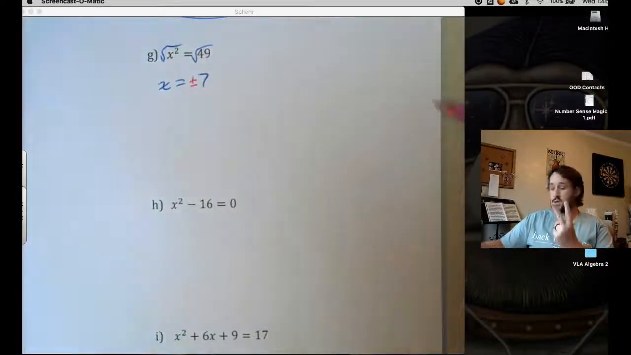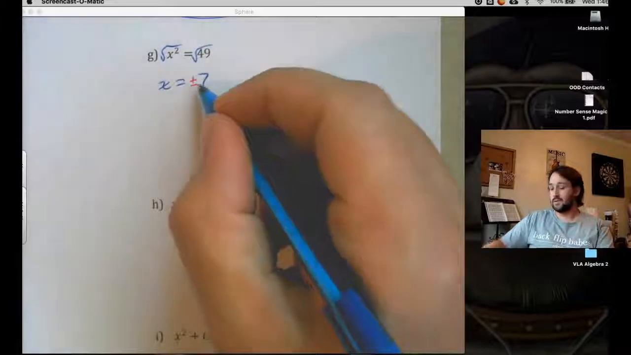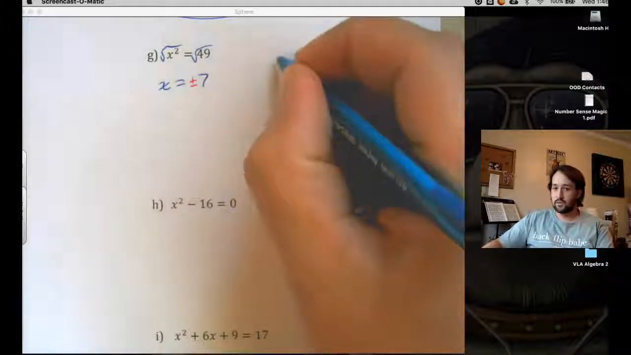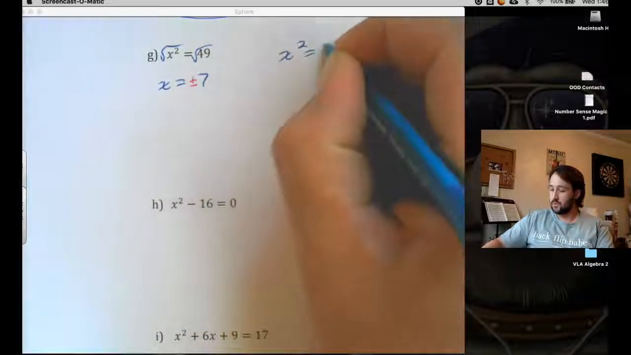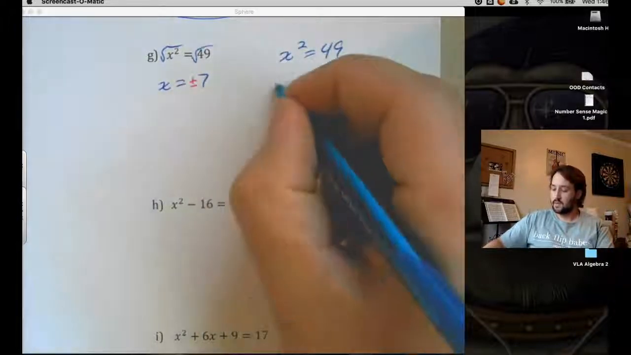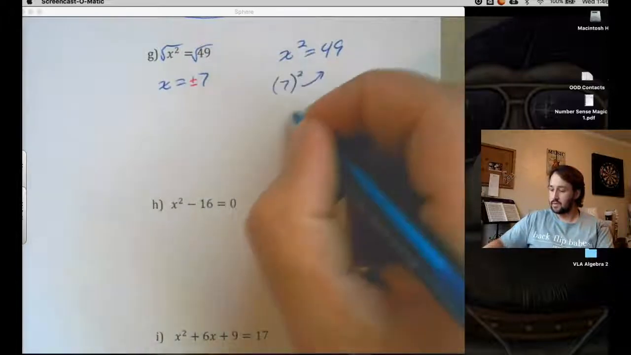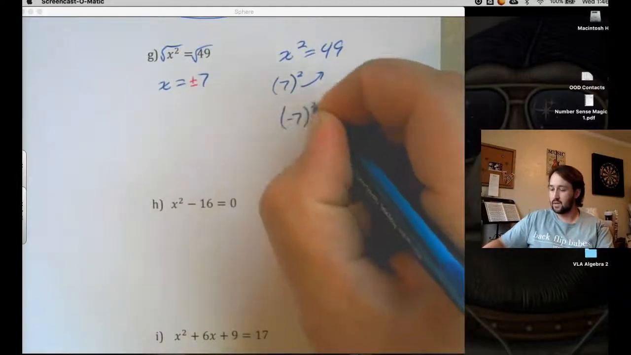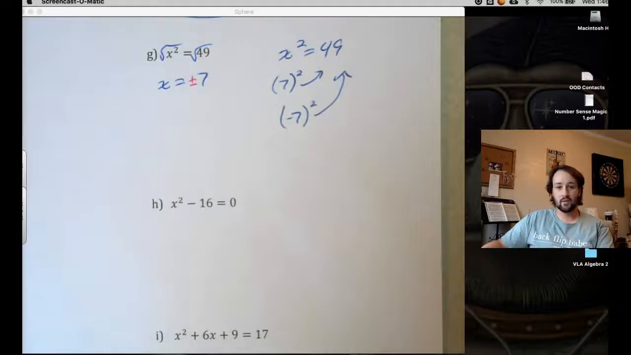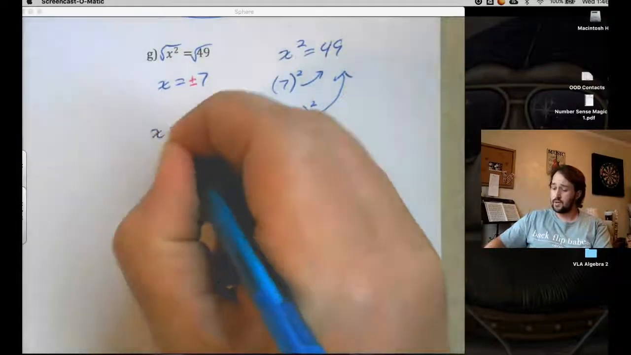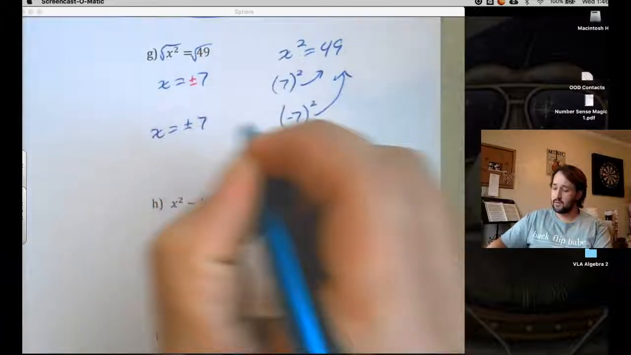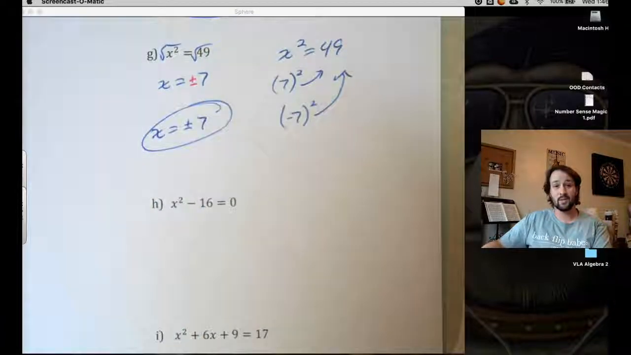There are two solutions. The reason for this is because if I look at my original equation, x squared equals 49. If I put in 7, 7 squared is 49. Likewise, if I put in negative 7 squared, that's also a positive 49. So we'll learn later as well, whenever we take an even root, got to have the plus or minus with it. So your solution here is plus or minus 7.